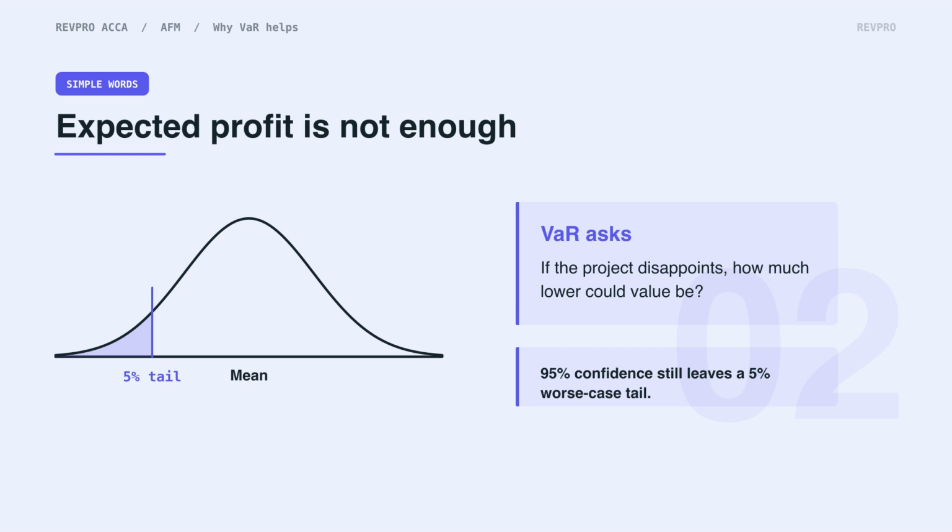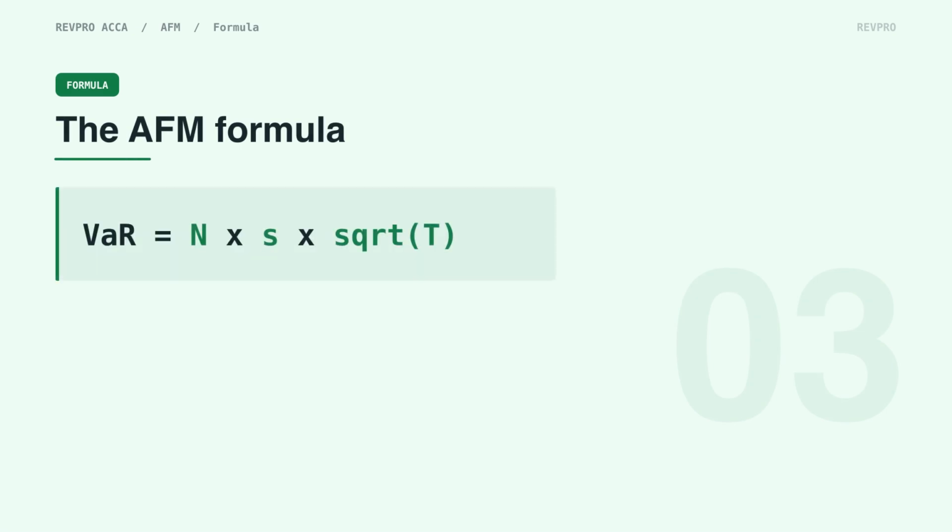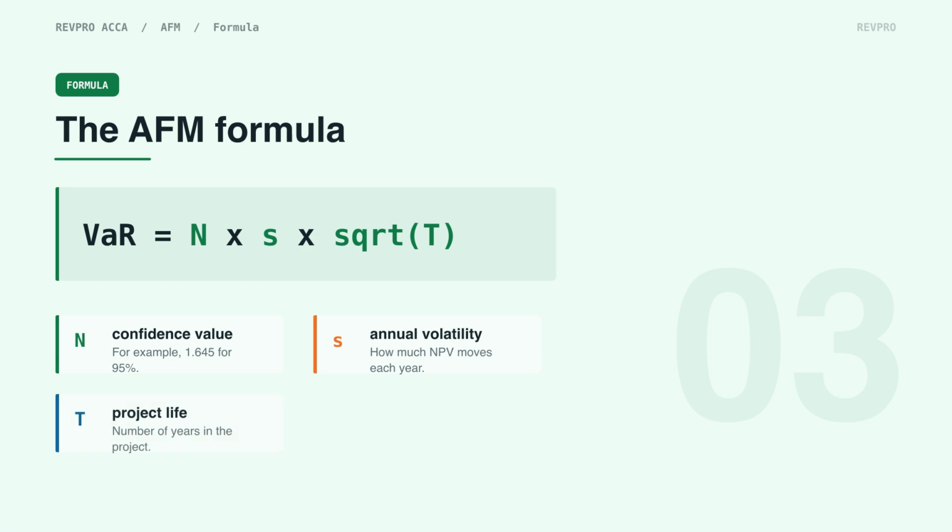But there is always a flip side. 95% confidence still leaves a 5% chance that the outcome is worse than that VAR amount. This is the left-hand tail of the normal distribution. In AFM, the formula is project VAR equals N multiplied by S multiplied by the square root of T. N is the confidence value, like 1.645 for 95% confidence. S is annual volatility. T is the number of years.